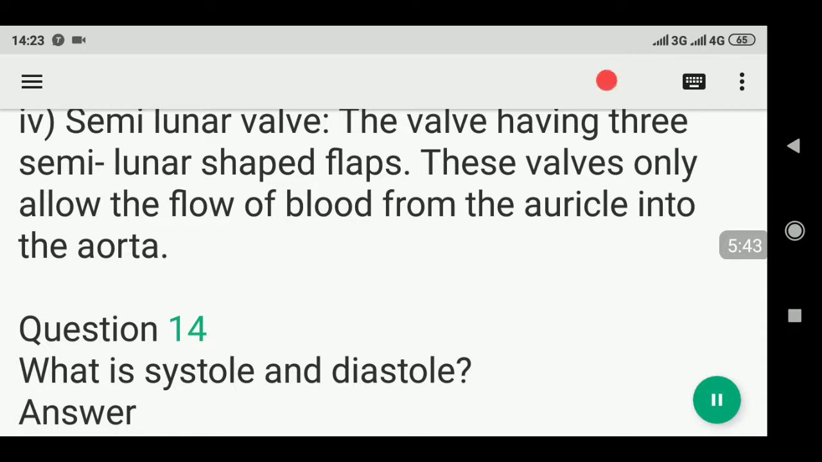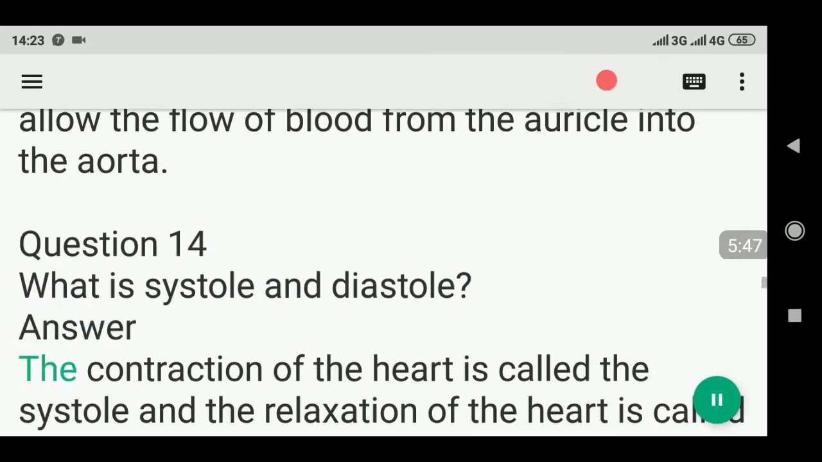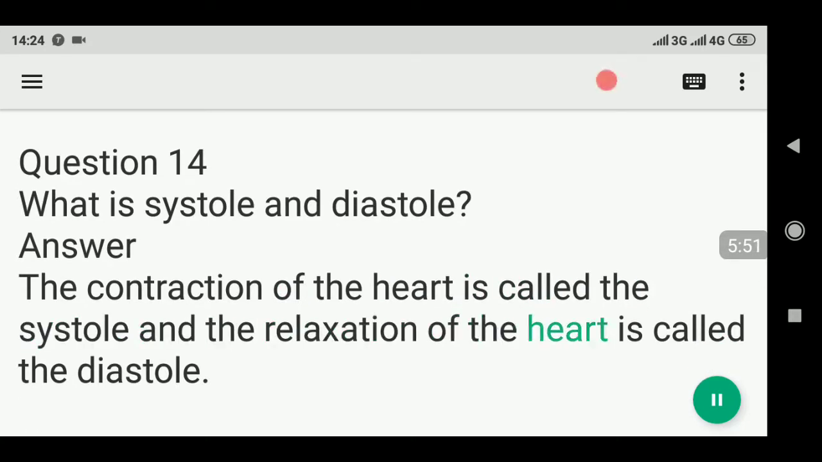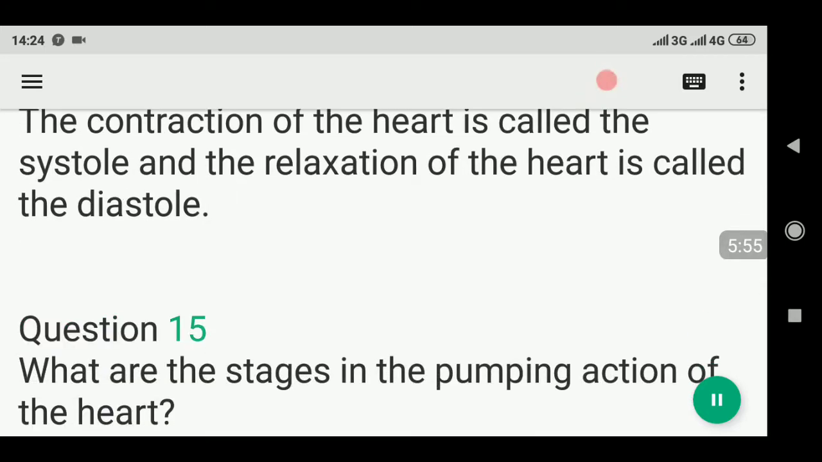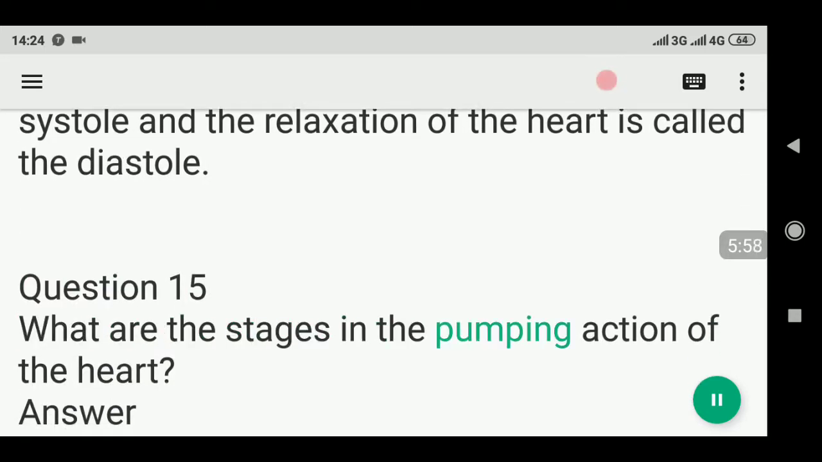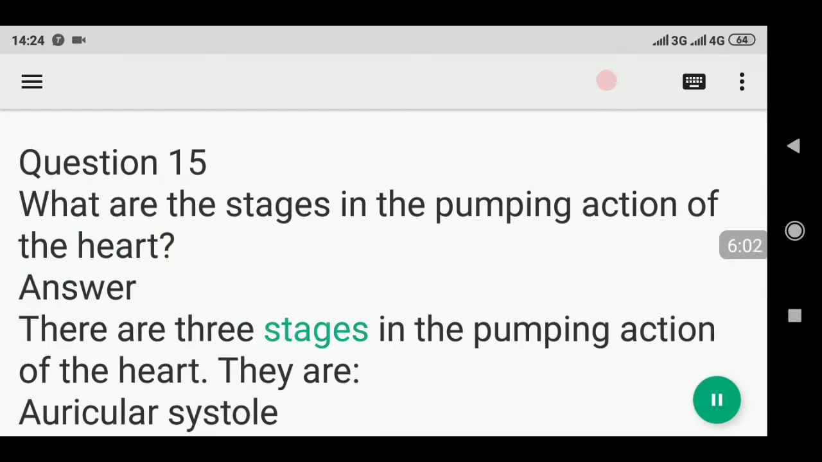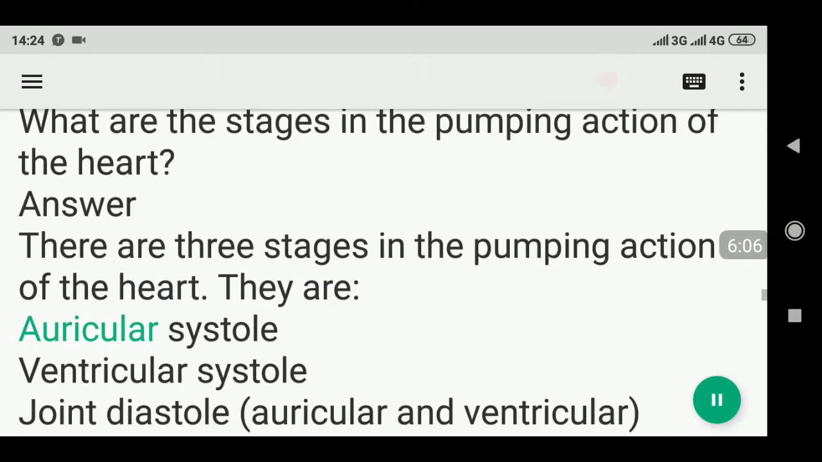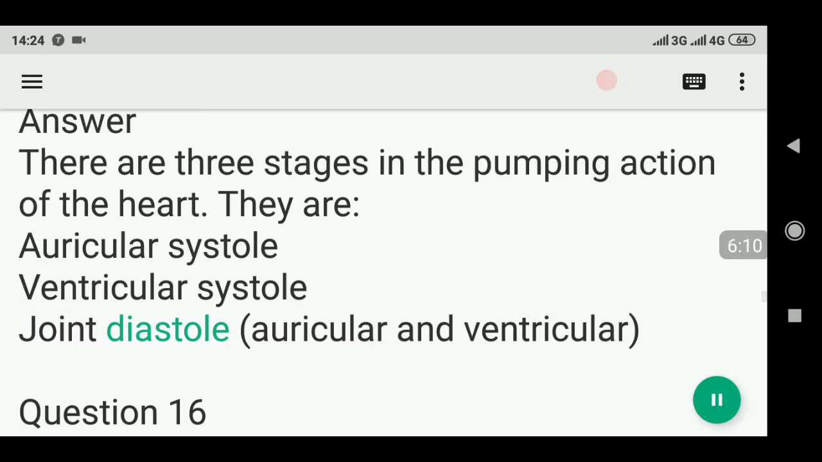Question 14. What is systole and diastole? Answer. The contraction of the heart is called the systole and the relaxation of the heart is called the diastole. Question 15. What are the stages in the pumping action of the heart? Answer. There are three stages in the pumping action of the heart. They are auricular systole, ventricular systole, and joint diastole, auricular and ventricular.